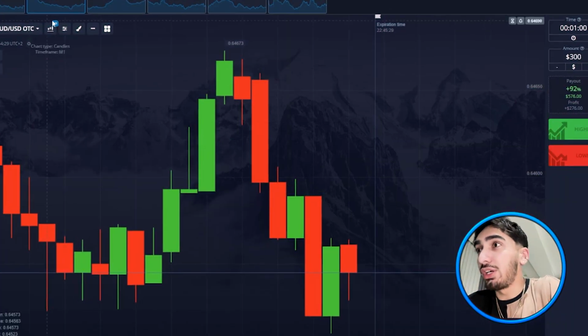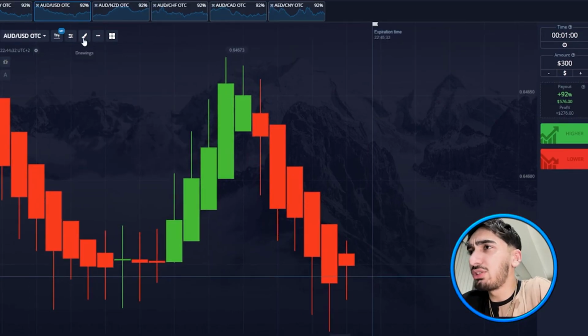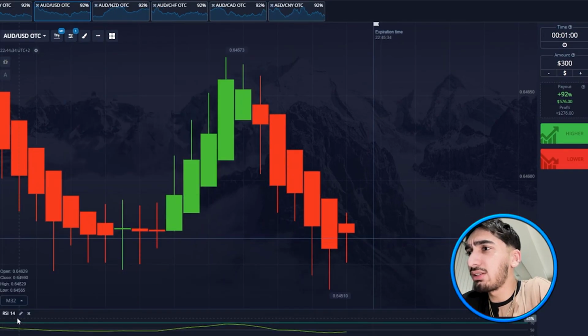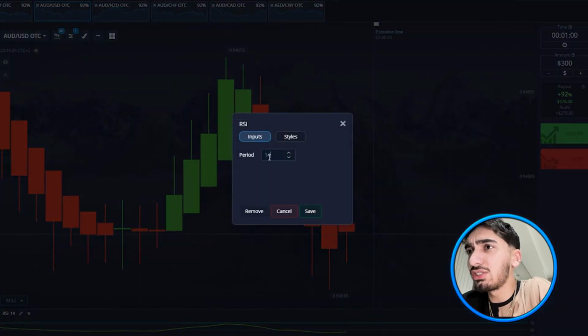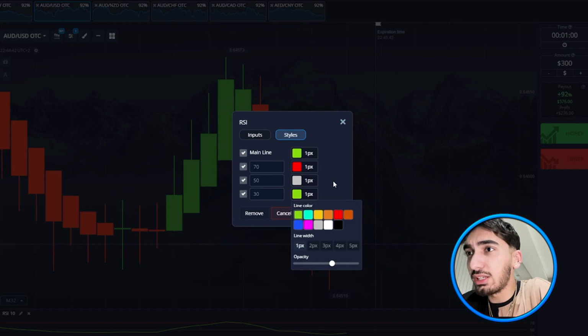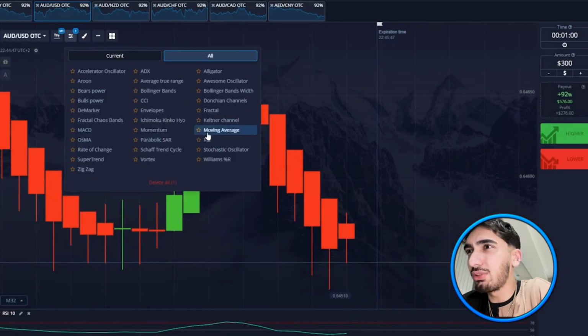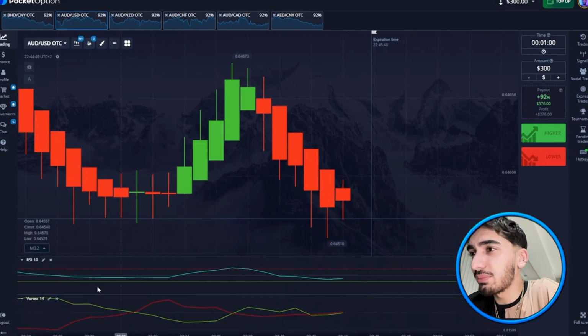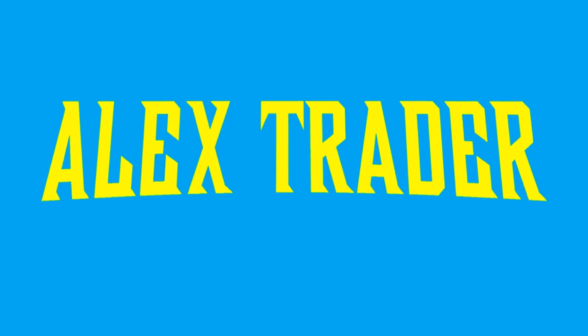So what we are having right here, first of all, I'm just going to change it to the candles, then go to the indicators. The period, I'm going to make 10 here, the line color, let's make it green right here. Then put in the vortex there.